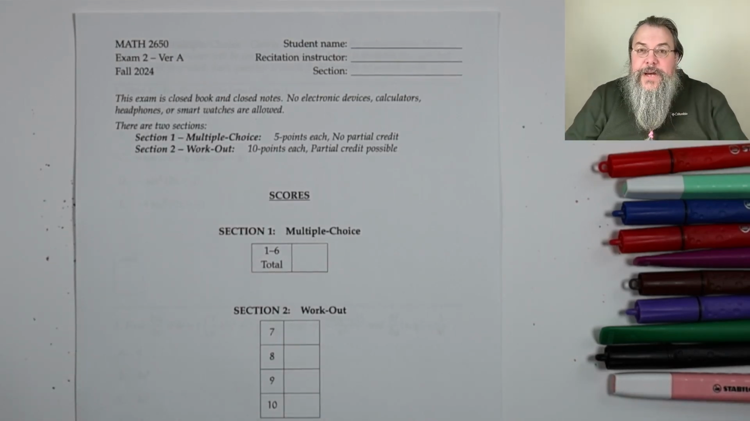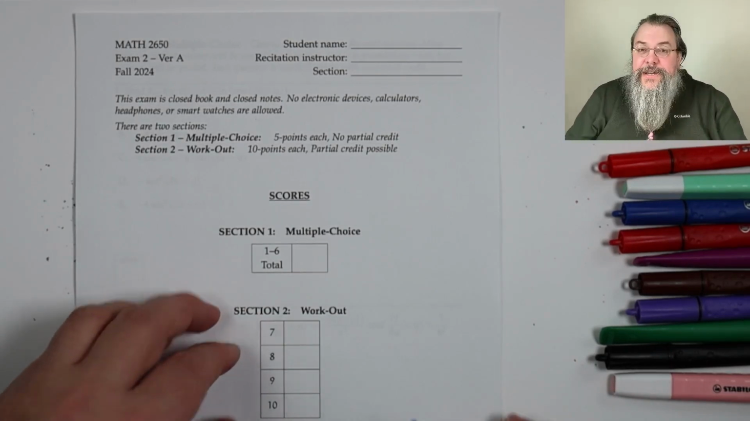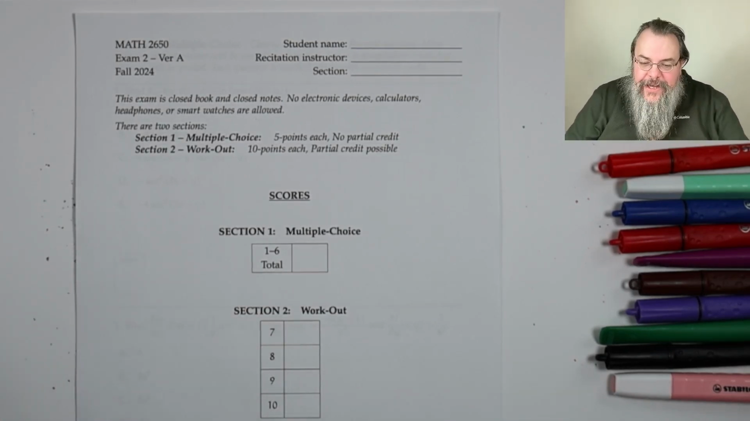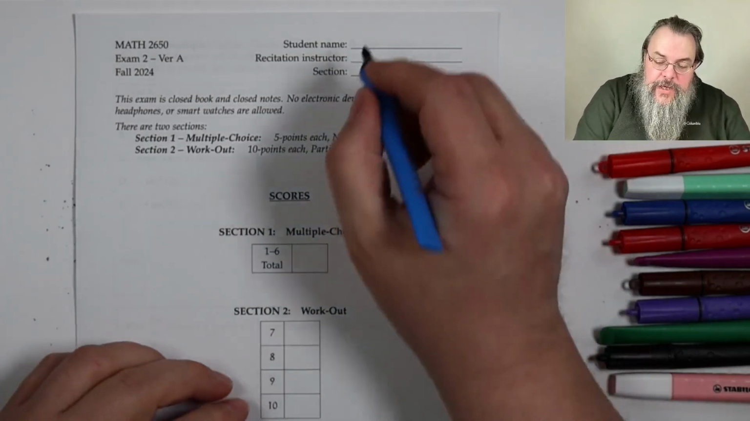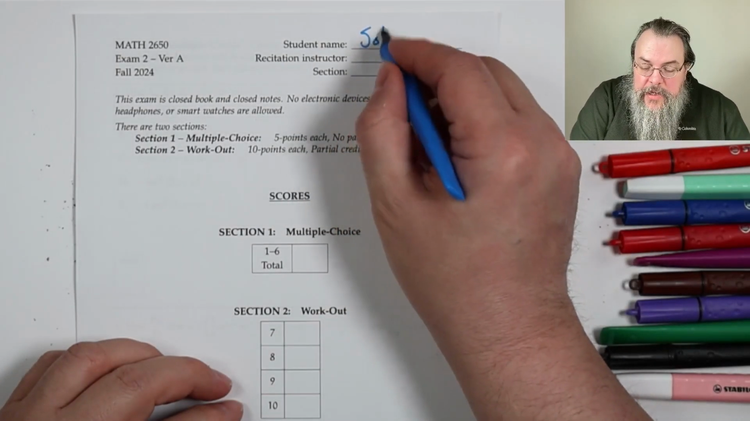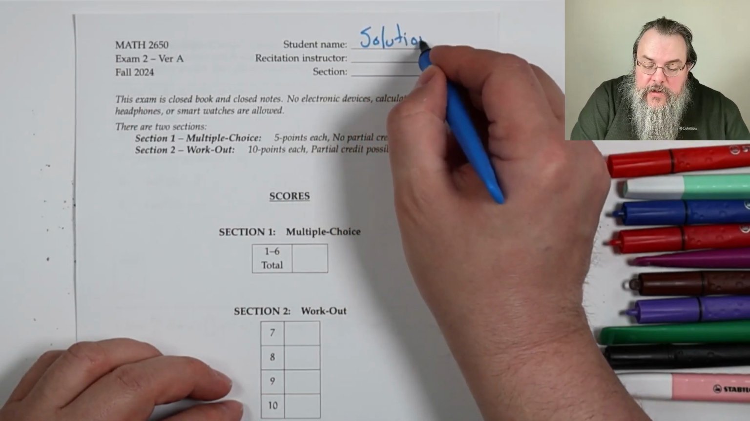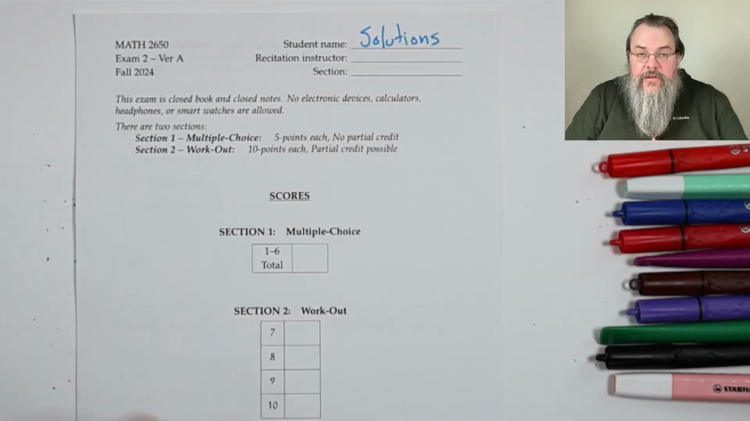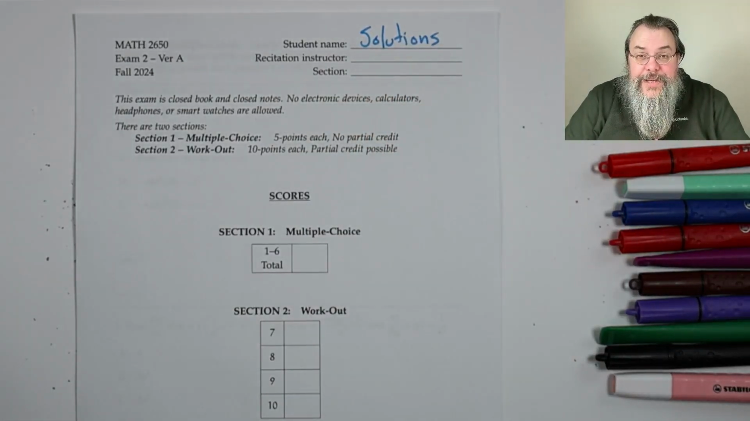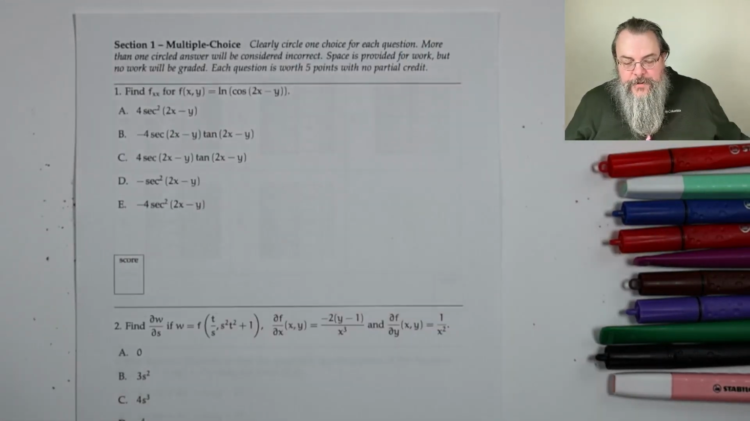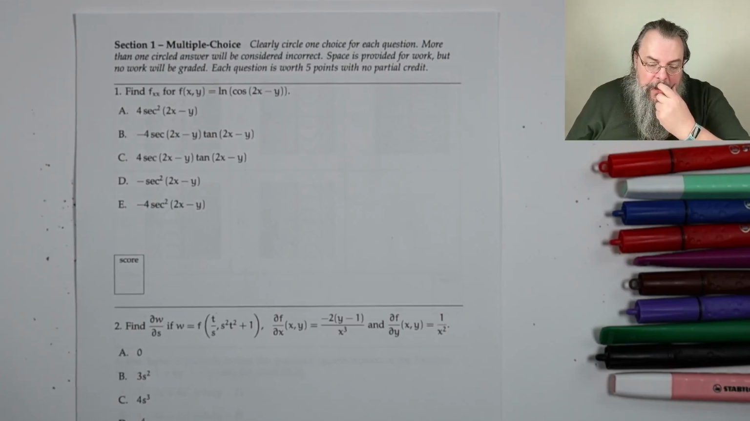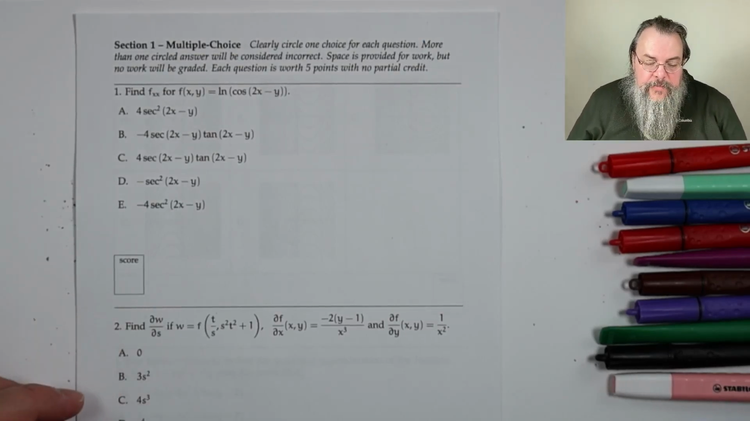Of course, we have our workout problems ahead. 10 problems in total. Lots of fun waiting for us. But before we do anything, we make sure we put our name on here because we want the credit. All right. Let's begin. Off to the races. So, starting with our multiple choice.